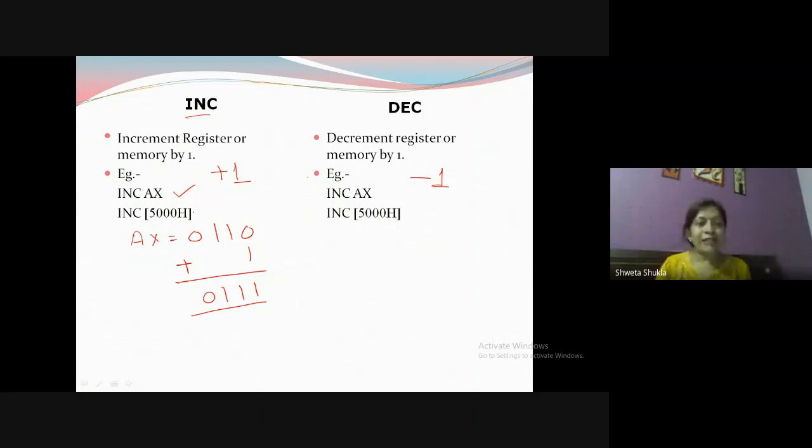Now INC 5000 means the content which is stored in the memory location 5000. Go and get that content. Maybe it is possible the content is 1010. So if you just take this and add 1 here, you will get the result as 1011. Okay, remember this thing. Now let us see what we do. Oh, sorry, this is not INC, this is DEC.